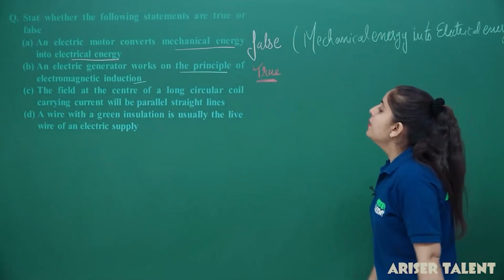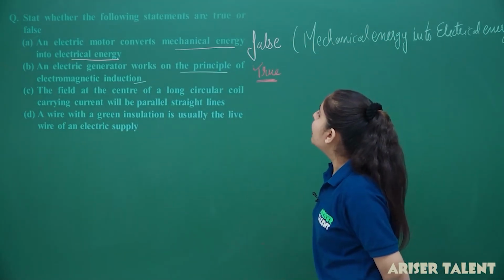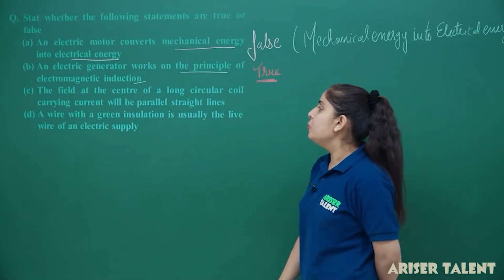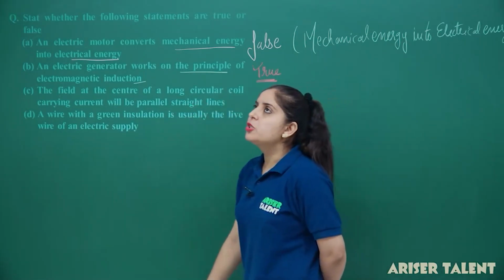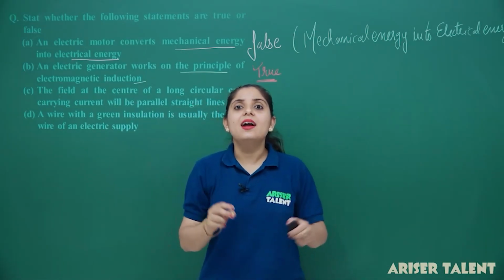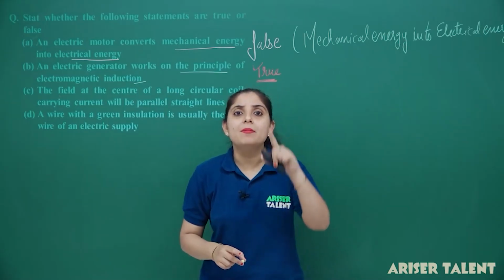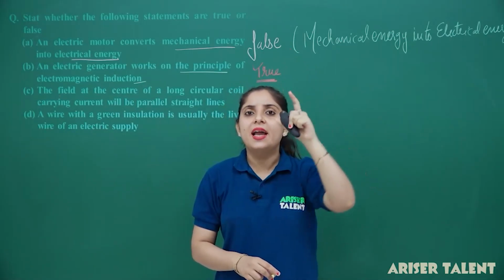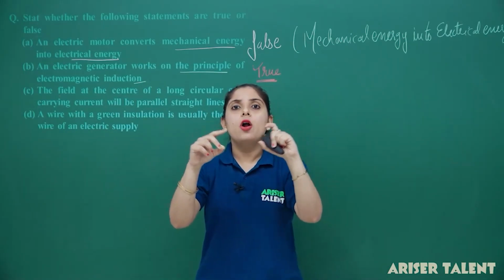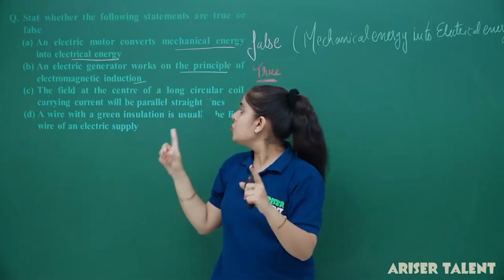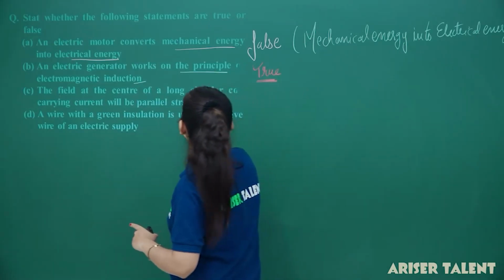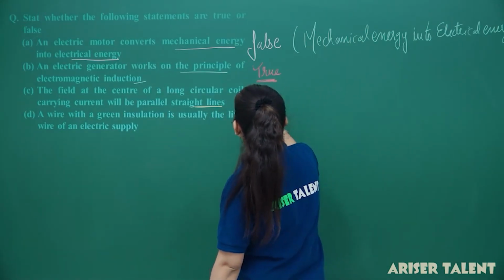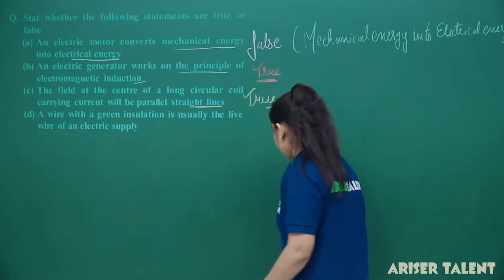Now, the third part is: the field at the center of a long circular coil carrying current will be parallel to the straight line. This topic we have also discussed in our lecture: in a current carrying coil, if you want to determine the magnetic field lines at the center, you will just get the straight lines at the center, and in the corners you will get the circular pattern. So it is absolutely true that in the middle part you will get the straight lines. So again, this statement is true.